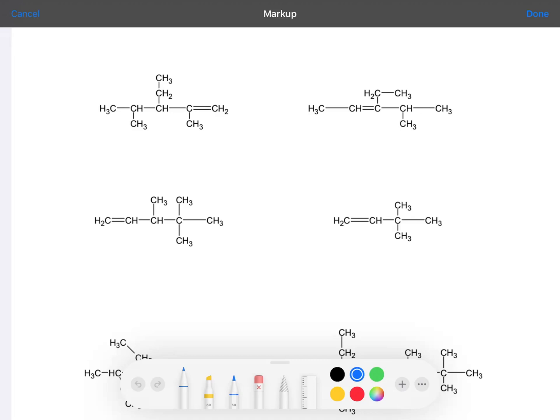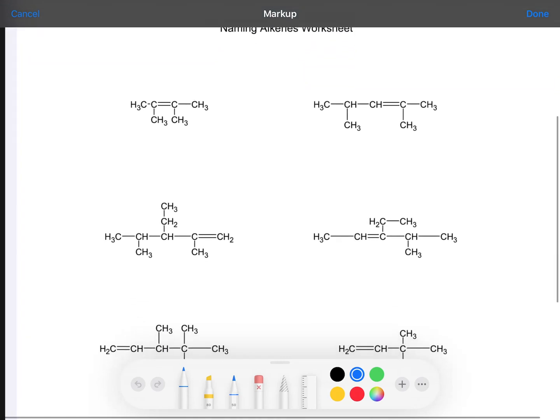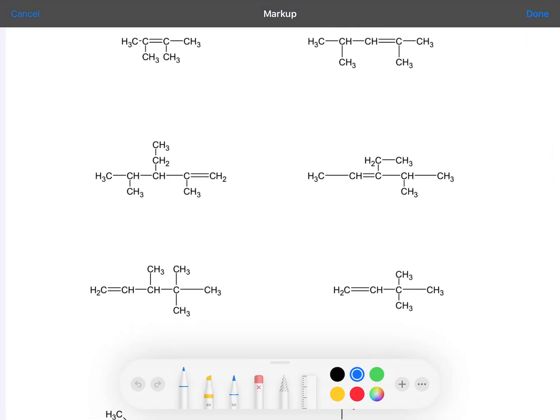Okay, in this tutorial I'm going to talk about how to name alkenes. Alkenes are hydrocarbons that contain at least one double bond, and the process of naming alkenes is very similar to naming alkanes. The one big difference is that when we are numbering the carbons in alkenes, we have to start numbering from the side, not with the closest branch, but the end that is closest to the double bond.